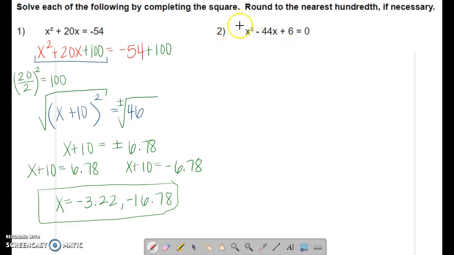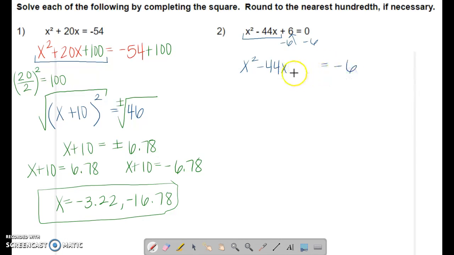Example 2 has a leading coefficient of 1, so we know that we can use complete the square, but it's not set up perfectly yet. Remember, we want to have the x squared and x terms on one side, but the constant should be on the other. So the first thing I'm going to do is subtract 6 from both sides. So we get x squared minus 44x equals negative 6.